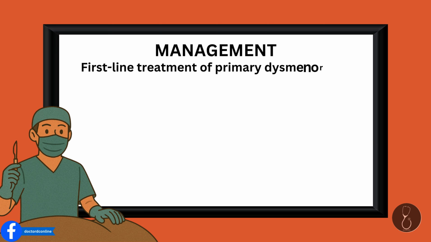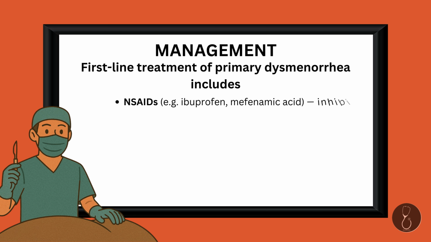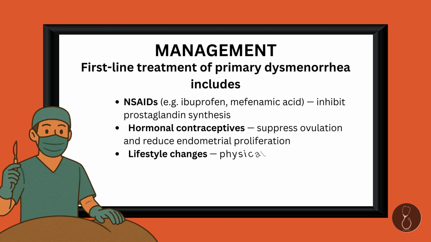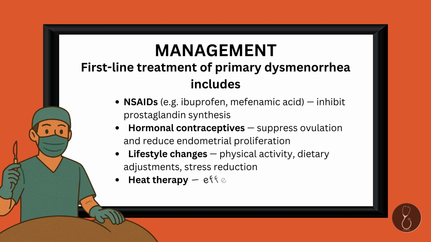Management. First-line treatment of primary dysmenorrhea includes NSAIDs. Examples are ibuprofen, mefenamic acid, which inhibit prostaglandin synthesis; hormonal contraceptives, which suppress ovulation and reduce endometrial proliferation; lifestyle changes, physical activity, dietary adjustments, stress reduction; heat therapy, an effective adjunct.